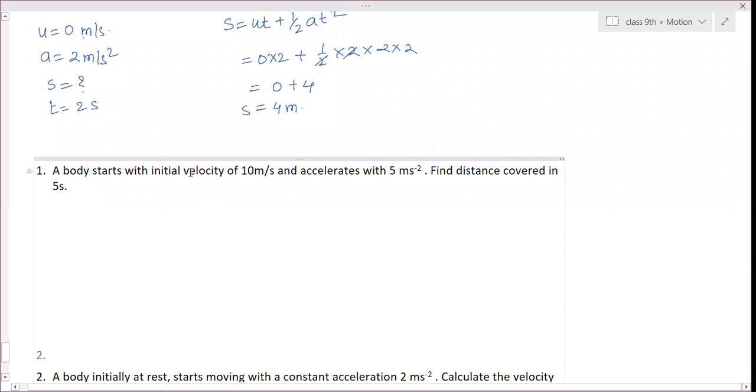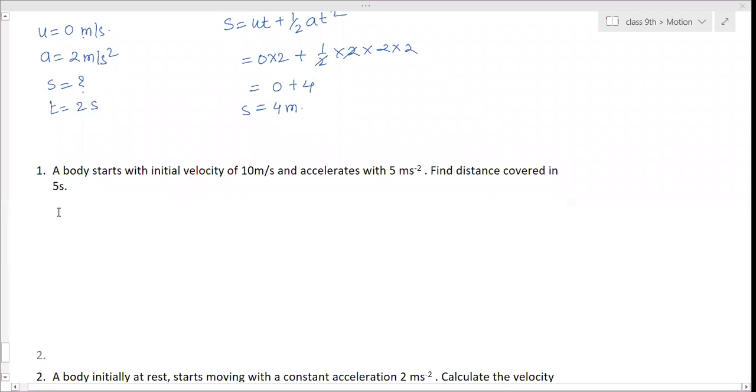Next set of questions based on the equations of motion. A body starts with an initial velocity of 10 meter per second and accelerates with 5 meter per second square. Find the distance covered in 5 seconds. So what all values have been given?